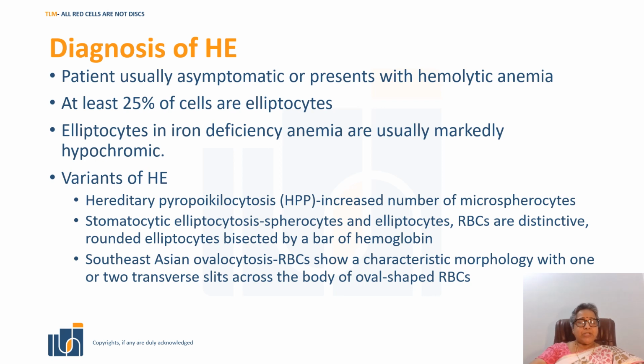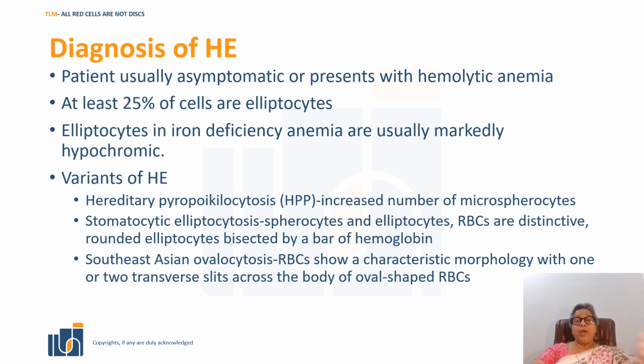Now, the question is, even in iron deficiency anemia, you can have elliptocytes. But if you notice, in iron deficiency anemia, the elliptocytes are also hypochromic and they are associated with red cells which are microcytic and hypochromic. So you very rarely confuse the two.